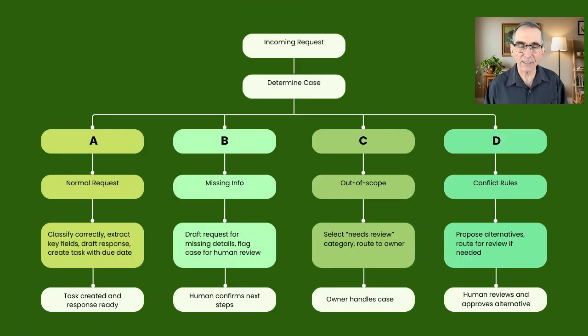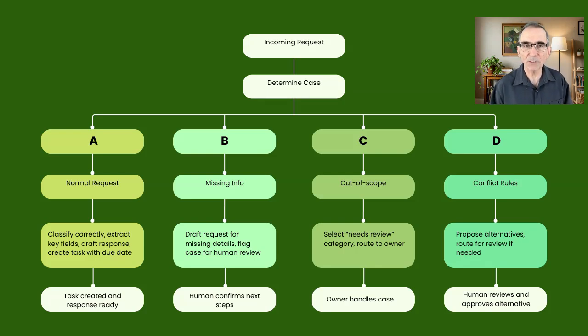An acceptance test can be as simple as walking through a set of prepared cases. Case A could be a normal request. The workflow should classify correctly, extract key fields, draft a response, and create a known task with a due date. Case B, missing information. The workflow should draft a request for missing details and flag the case so a person can confirm what happens next. Case C, an out-of-scope request. The workflow should select the needs review category and route to an owner rather than trying to force a fit.